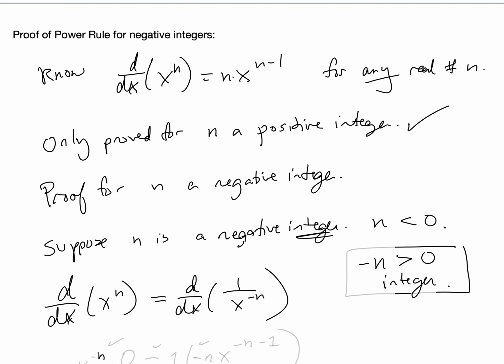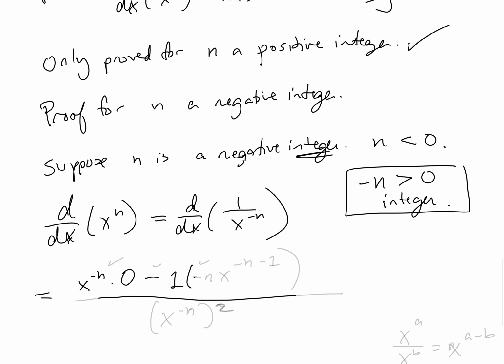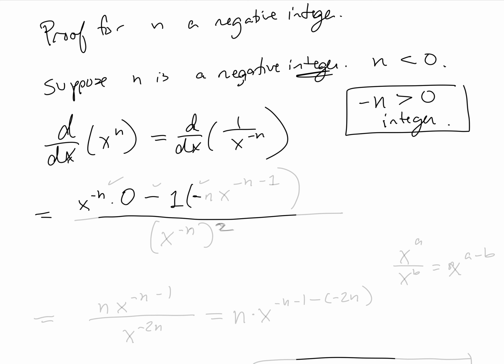So we can use the quotient rule on this. This is low, x to the negative n, d high, derivative of 1 is 0, minus high, 1, d low, derivative of x to the negative n. Well, negative n is a positive integer, so we know its derivative. That is just bringing the exponent down, negative n times x to the negative n minus 1, subtracting 1 from the exponent. And now we're continuing to use the quotient rule, all divided by the bottom squared, x to the negative n squared. So that's x to the negative n to the second power.